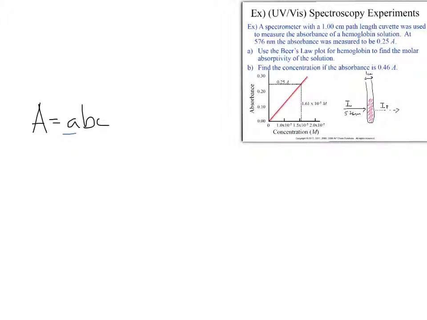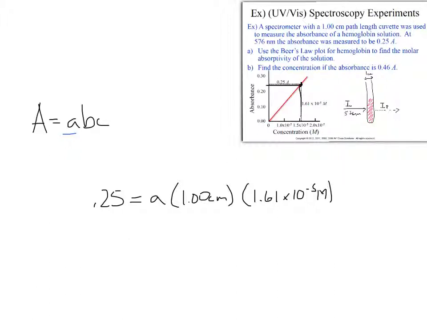We know that when the absorbance is 0.25, it's equal to whatever a is, times b, which is our path length, that's 1 centimeter, times the concentration. And the concentration of that particular sample right there would have been 1.61 times 10 to the negative fifth. And that's in molarity. What we're looking at there is just this point right here, essentially, on the graph. So when the absorbance is 0.25, the concentration is that right there.